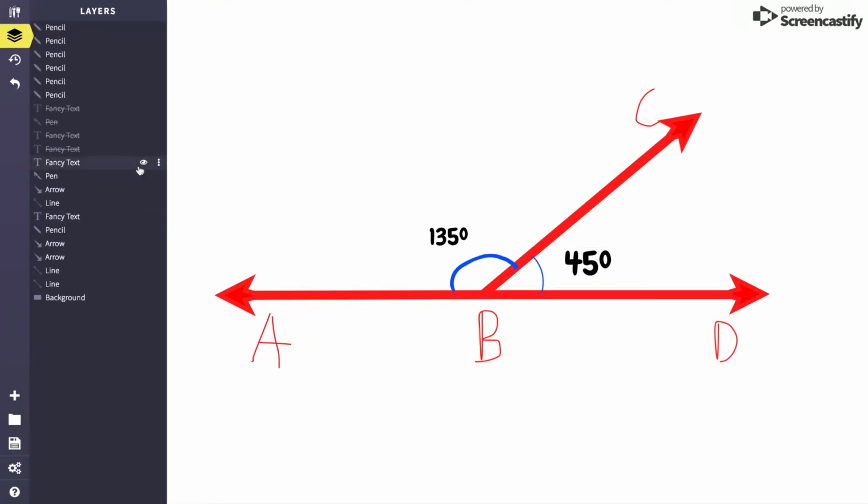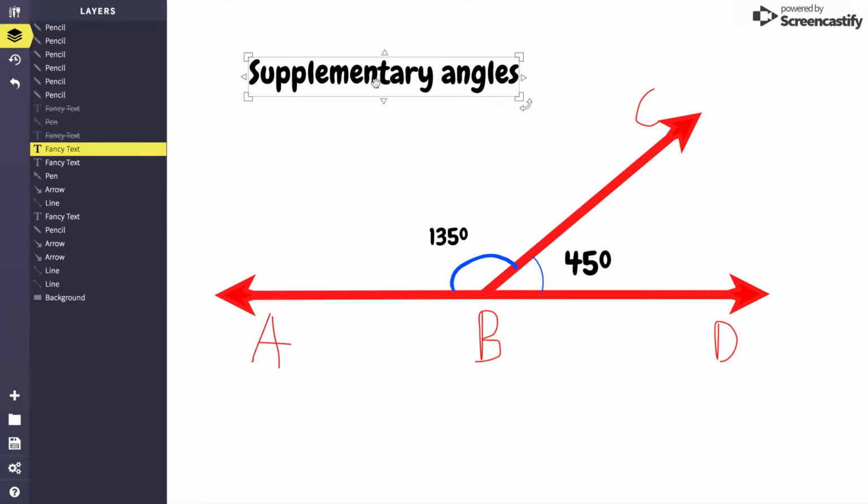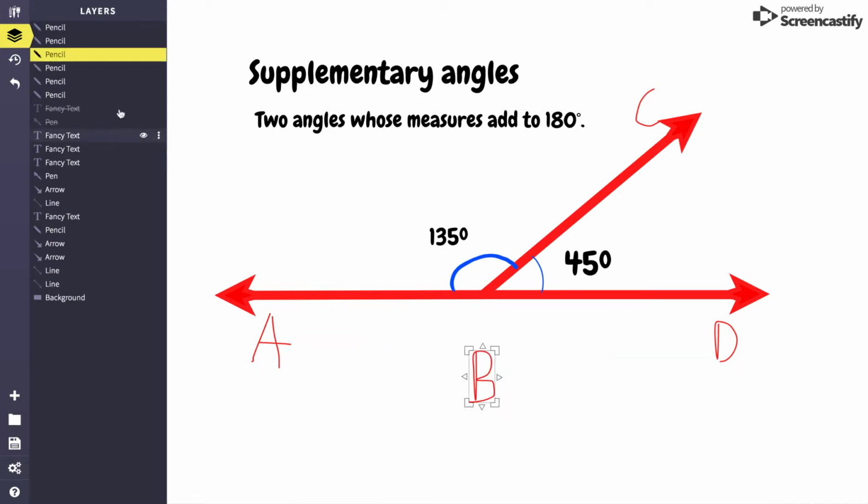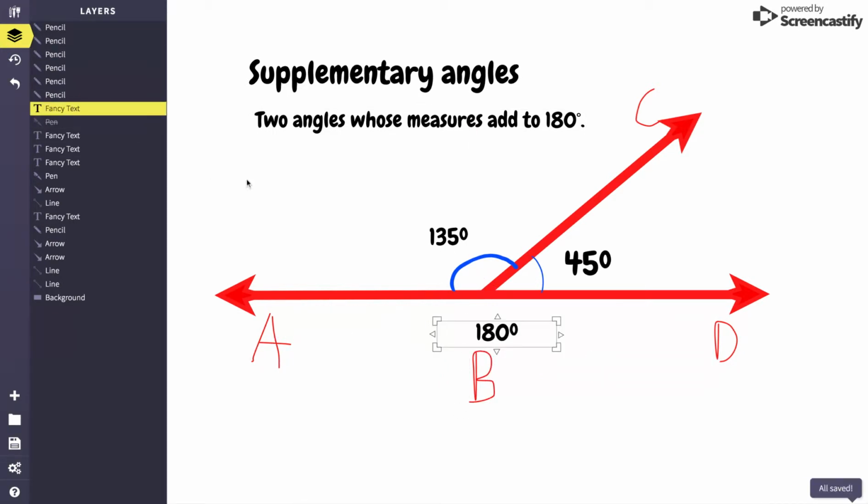So the two of these angles together are supplementary, which is our second vocab word, or third. Supplementary angles are two angles whose measures add up to be 180 degrees. So boom, 180 degrees, which we talked about yesterday, is a straight line. It's a flat, straight line, 180 degrees.